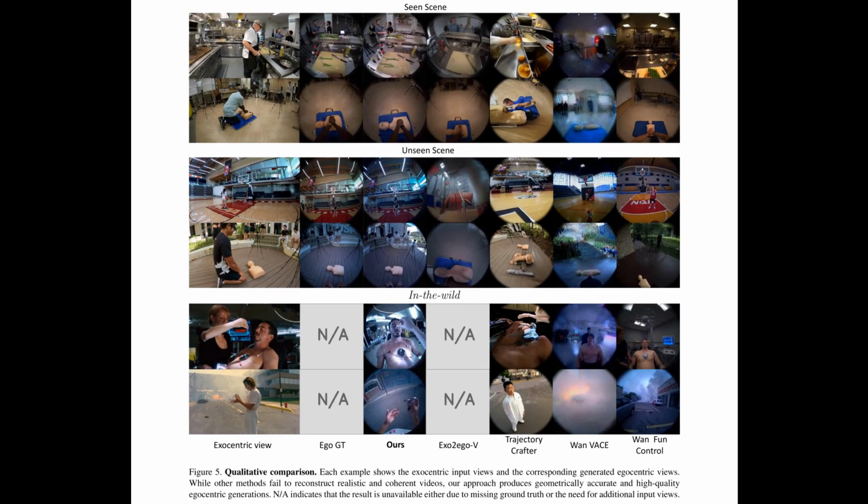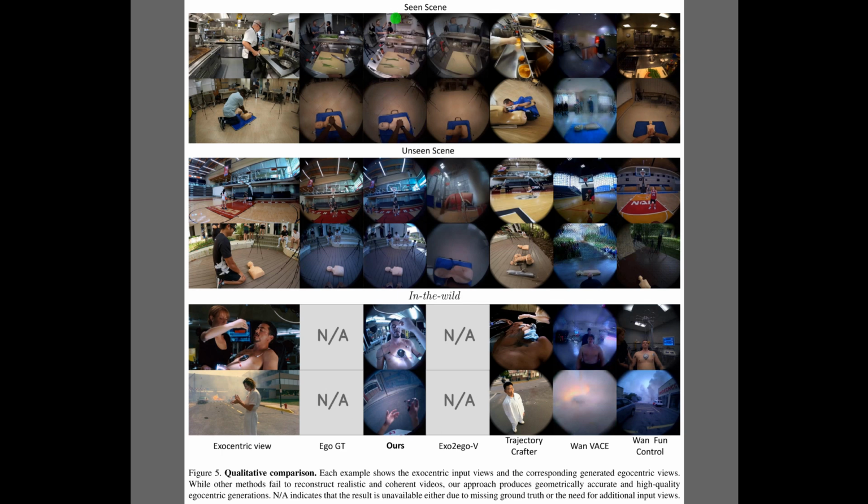Alright, Figure 5 shows how the method visually stacks up against several baselines across seen scenes, unseen scenes, and in the wild footage. The top band compares kitchen and training scenarios, where the circular egocentric views from our method keep objects stable and realistically placed over time. The middle band with basketball and outdoor clips demonstrates better geometry, since hands, tools, and floors align with the exocentric view. The bottom and the wild examples highlight sharper details and fewer visual glitches than the competing camera control models.